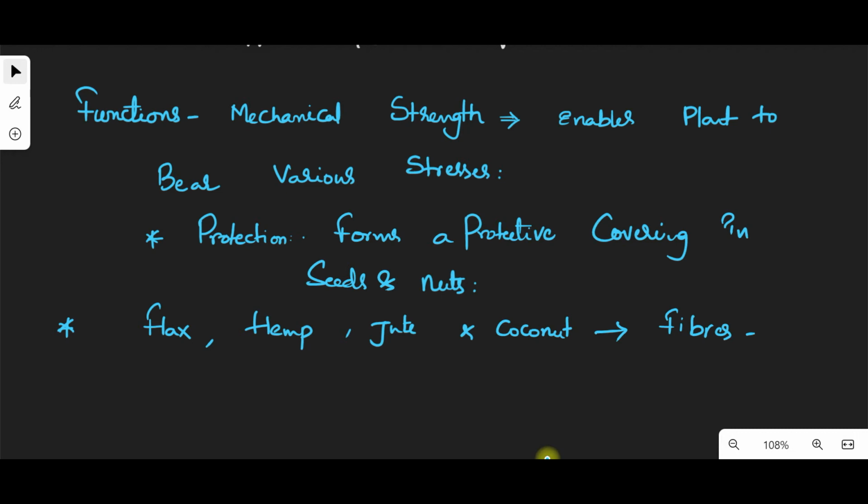So what is hemp? Hemp is a plant. It is the common name of the plant. All four that I have written are common names of plants. You can Google them so that you can see the plants and their details afterwards. All the examples I have provided here are commercially important.